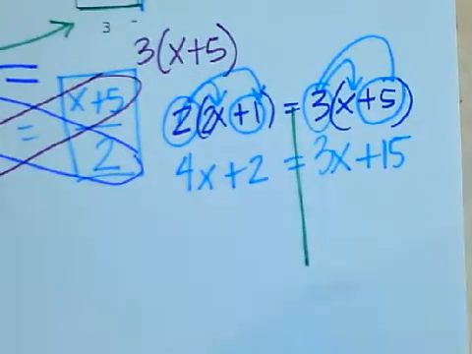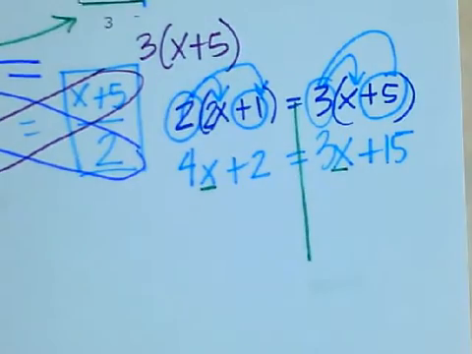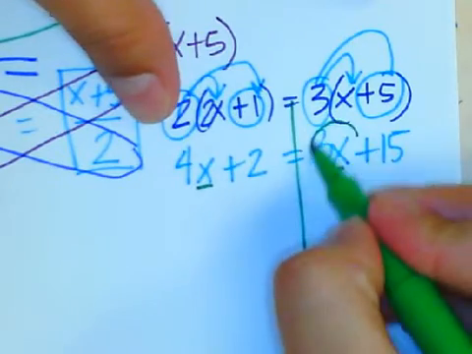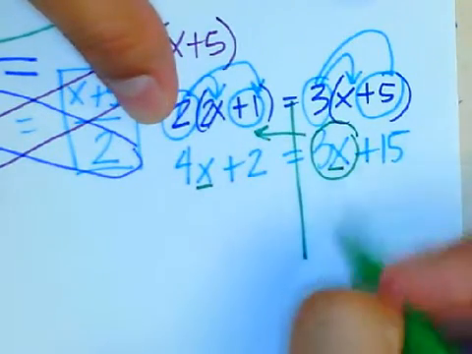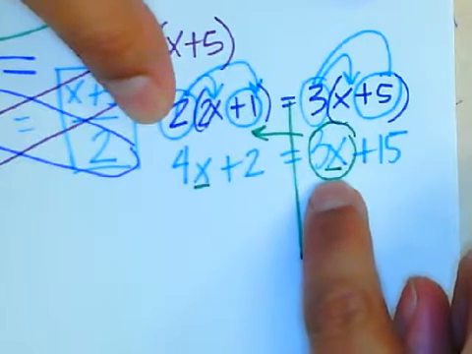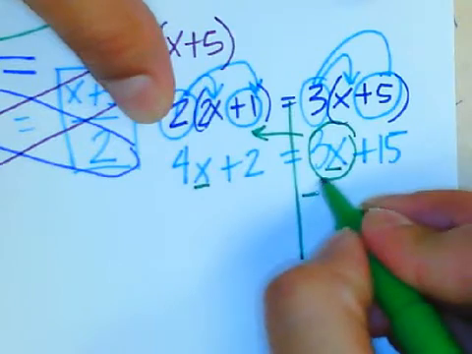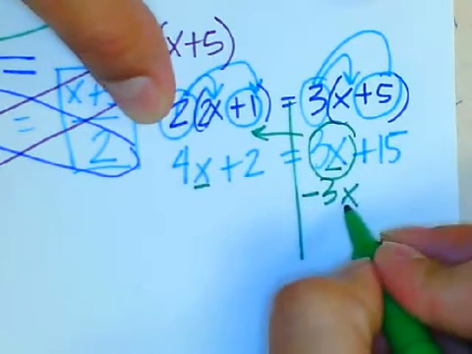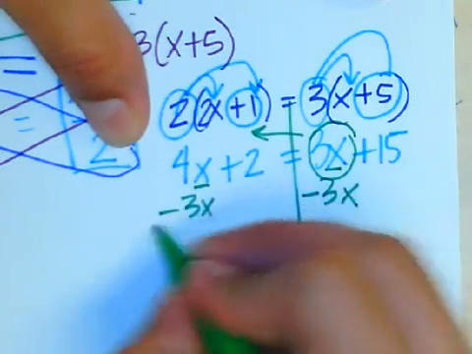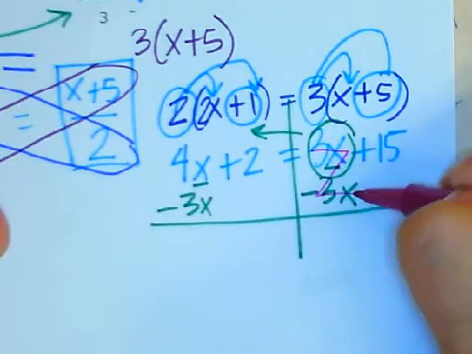Now I see that there are x's in both teams. See, x, x. So I have to move one to one side. So I'm going to move this one over to that side. To move it over, I either add or subtract. Since this 3x is positive, I am going to subtract to move it over. What I do to one side, I do to the other. So I subtract there. So these cancel out, zeroed out.